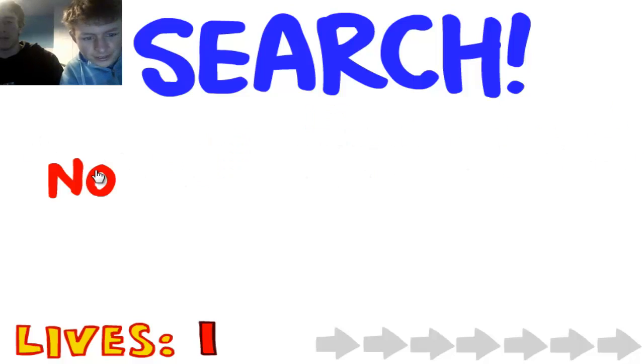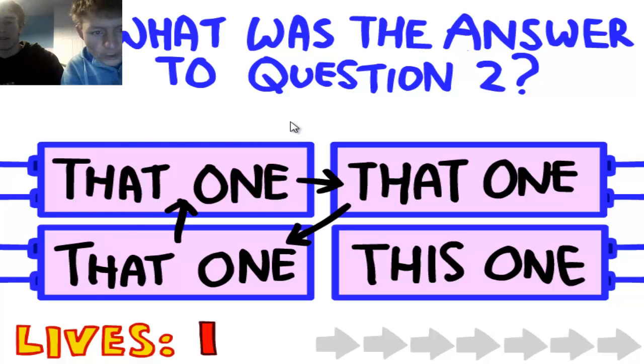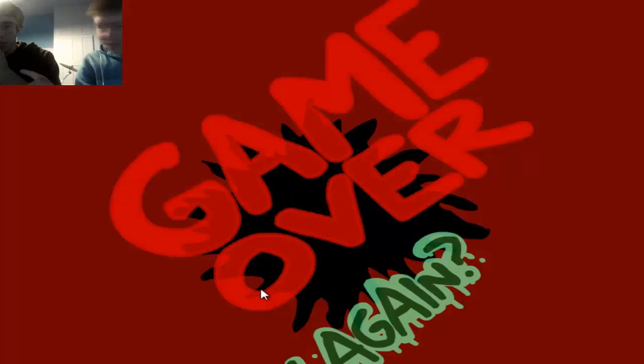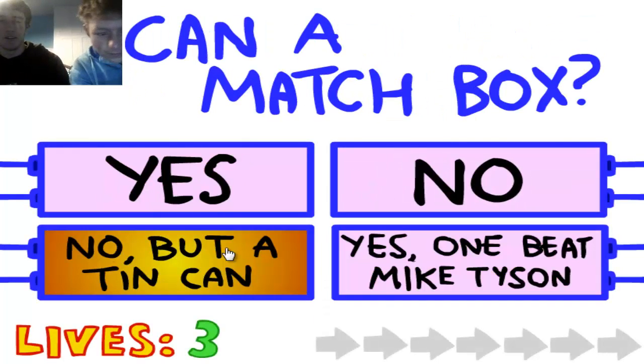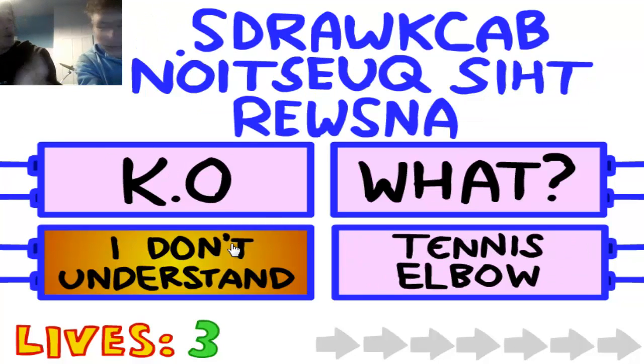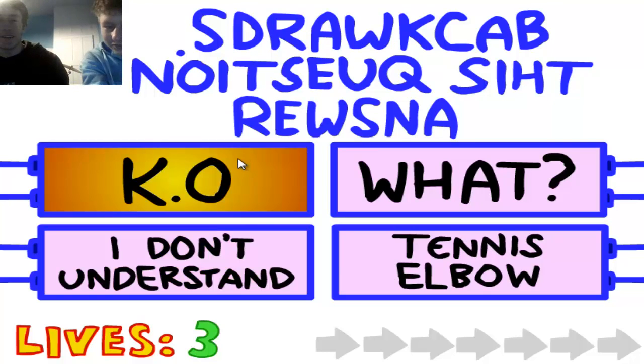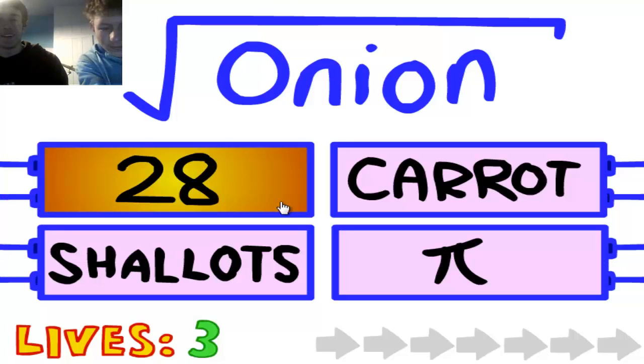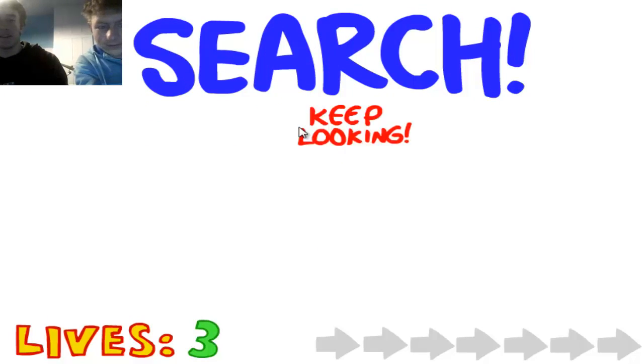No. No! Where's it? What? Where is it? Wait. Look longer. Yes. What was the answer to question two? That is so unfair. That is not fair. Okay, right. Let's think back. What was it? Okay, that's the right one. That one? There was the answer to question two. I got that right. I got that freaking right. That one. The answer. Yeah, next one. Shallots. An elephant. There.